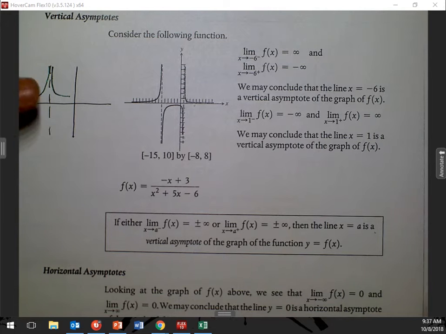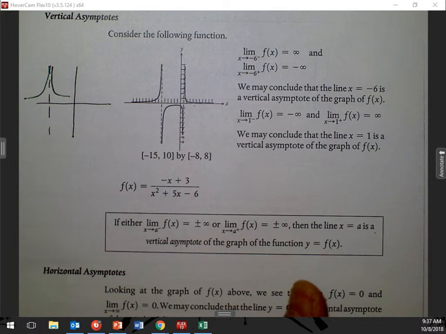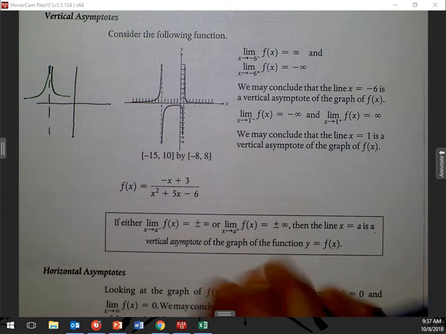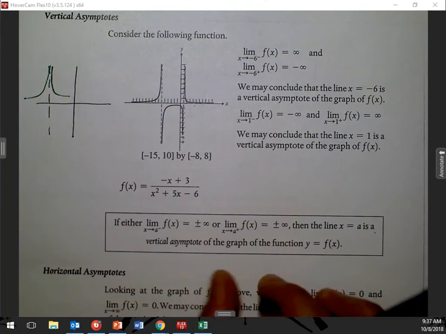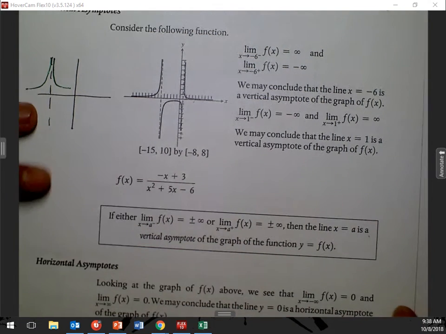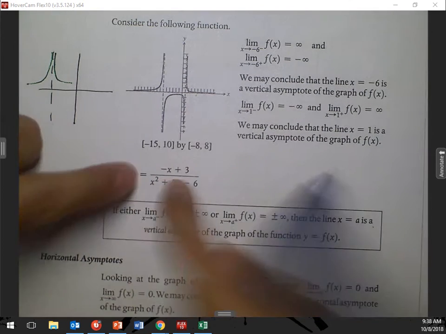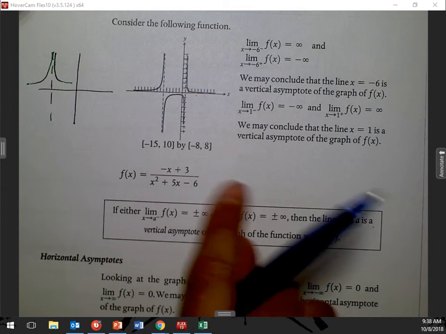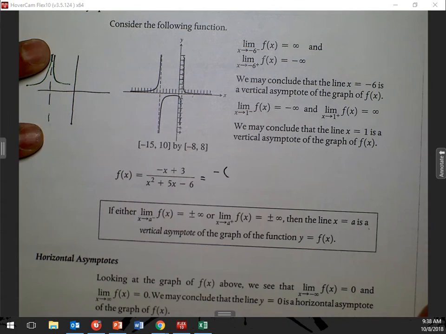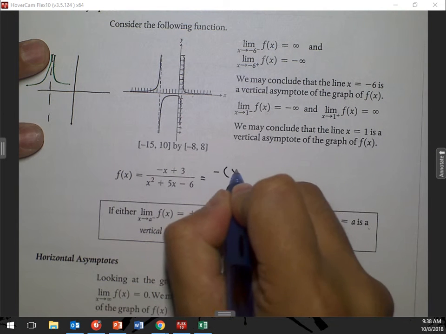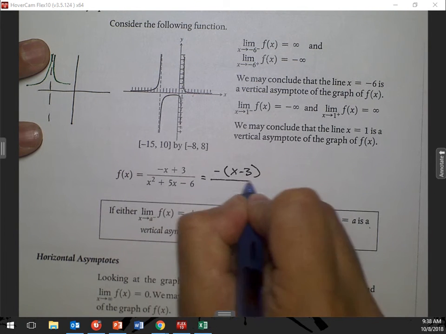Now, last time we talked about some removable discontinuities, right? Say yes. Yes. Okay, good. So we're going to factor this out a little bit just to see if I can have a removable discontinuity here. So let's take a look. Can I change up the numerator? Say yes. Yes. I'm going to take out that negative. So if I take out that negative, what's left over? Very good. X minus 3. I'm looking for the x minus 3 over.